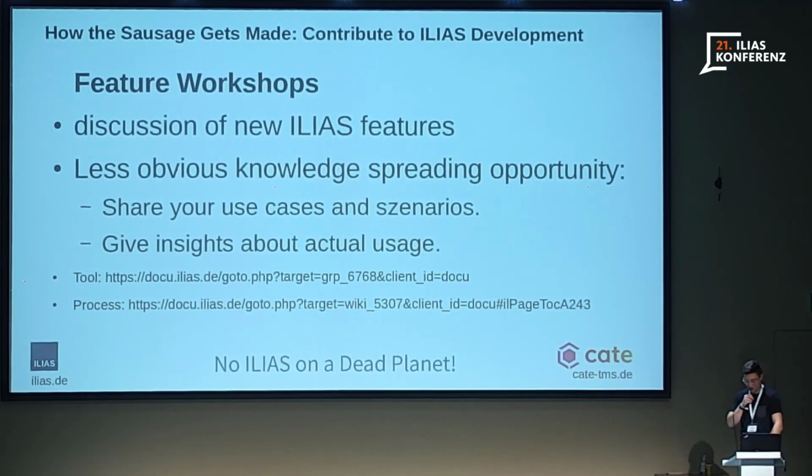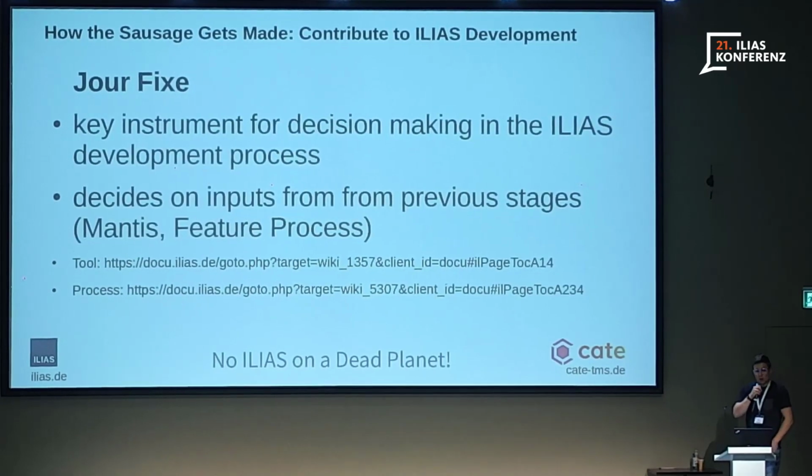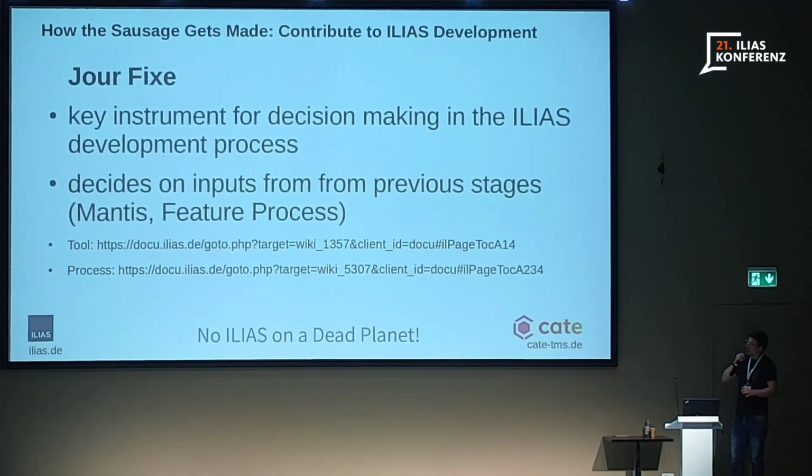Can I go on to the Jufix now, or should I expand a little on any of these feature workshop things? Okay, so the Jufix, we are there now. This is the key instrument for decision making in the Elias development process. This is where a lot of the decisions are made, or at least I will tell a little about that in a few seconds. At least this is where they are formally made. And the Jufix decides on the input from the previous stages.